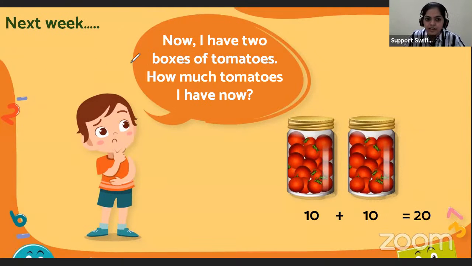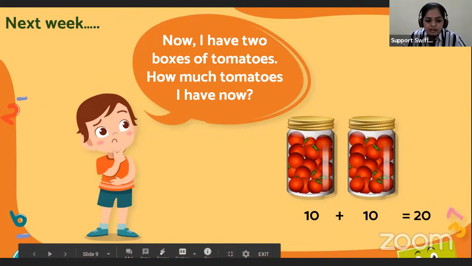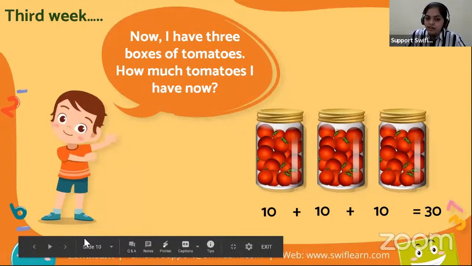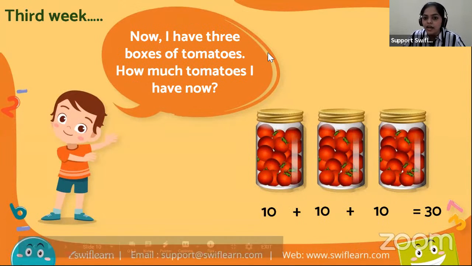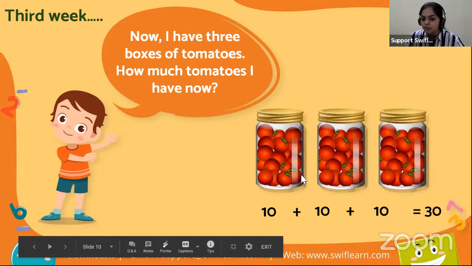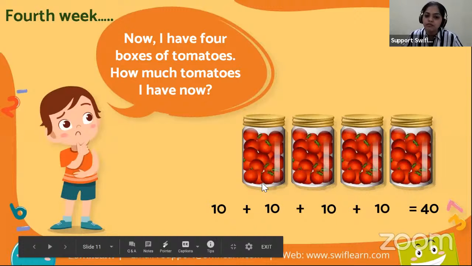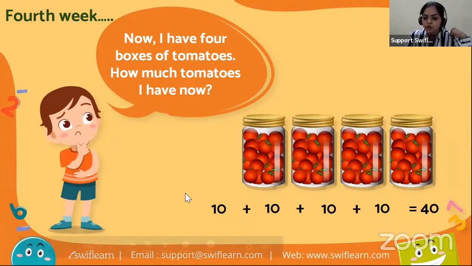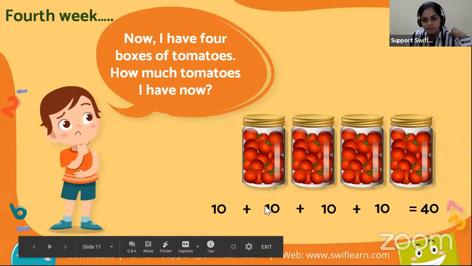All right, great. Then next, in the third week, how many tomatoes do I have? I have three boxes of tomatoes. This means I have 10 plus 10 plus 10 equals 30, because each box contains how many tomatoes? 10 tomatoes. Great. Okay, what about the fourth week? In the fourth week, I have 10 more tomatoes. So in all, I have 10 plus 10 plus 10.